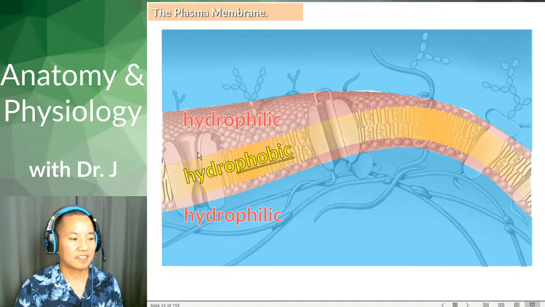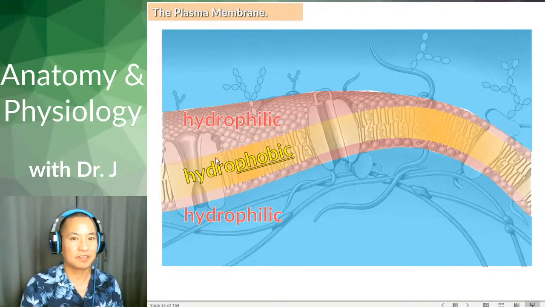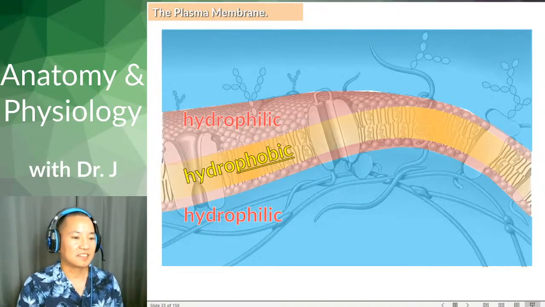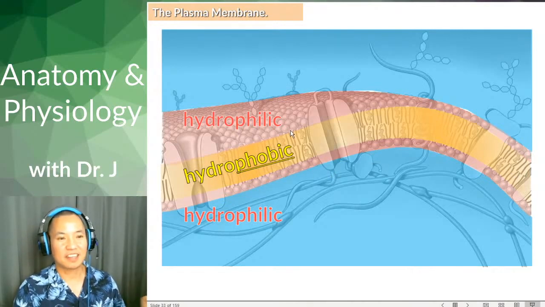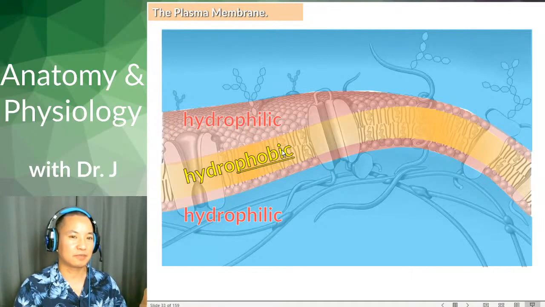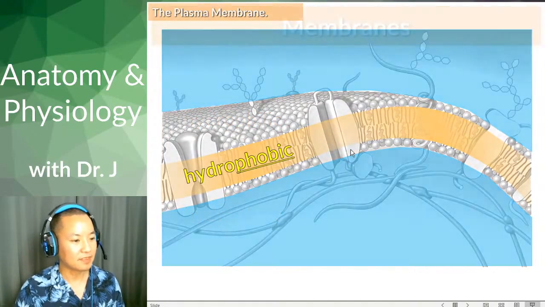But this part right here is sometimes referred to as the hydrophobic core, because of all those fatty acid tails poking toward the inside. In this image, you can also see small cholesterol molecules. So the inside of a plasma membrane is a hydrophobic layer. It's like a hydrophobic sandwich: hydrophobic on the inside, hydrophilic on the outer parts of that plasma membrane.